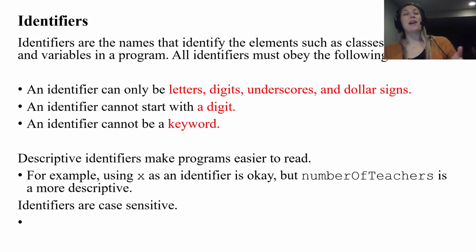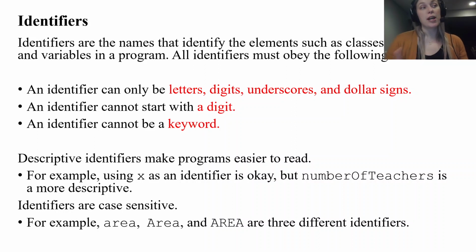You want to make sure your identifier is descriptive in some way, which right now we're not really making useful programs, so it's a little hard to be descriptive when you don't have a useful program. But when we start getting into useful programs, you want to make descriptive identifiers just to make your program easier to read and understand. For example, you could just use x as an identifier, right? You use that all the time in math, just an x. But numberOfTeachers is more descriptive, and it actually tells you what value that variable is going to hold throughout your program. So it can be anything, but you want to be descriptive where you can be.